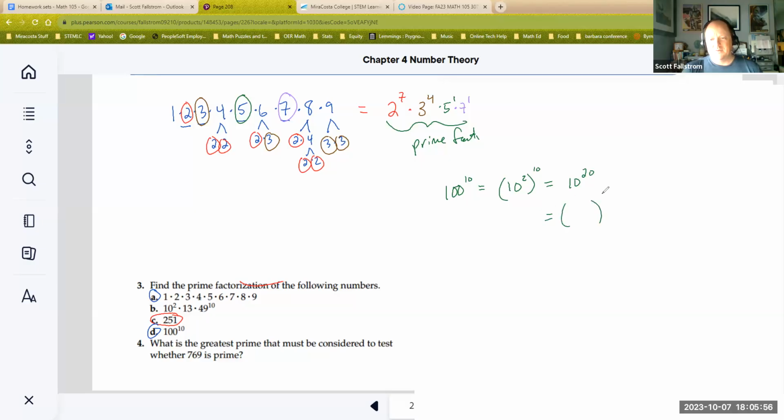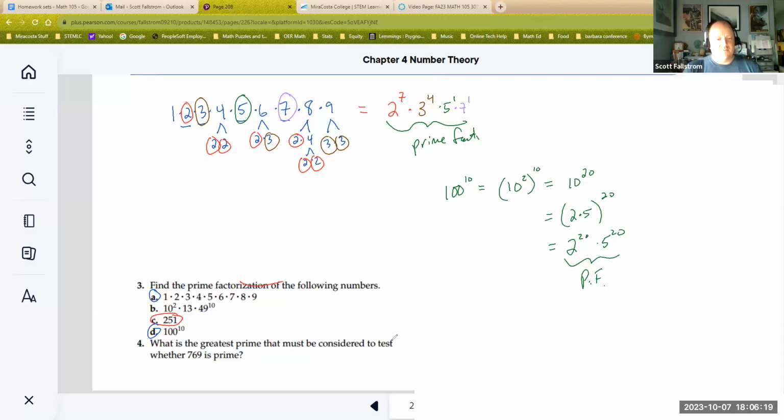And this becomes, 10 is 2 times 5. So when you think back to your exponent properties, writing 2 times 5 to the 20th, you just do 2 times 5 times 2 times 5, 20 times, and you're going to end with 2 to the 20th times 5 to the 20th. And that right there is your prime factorization.